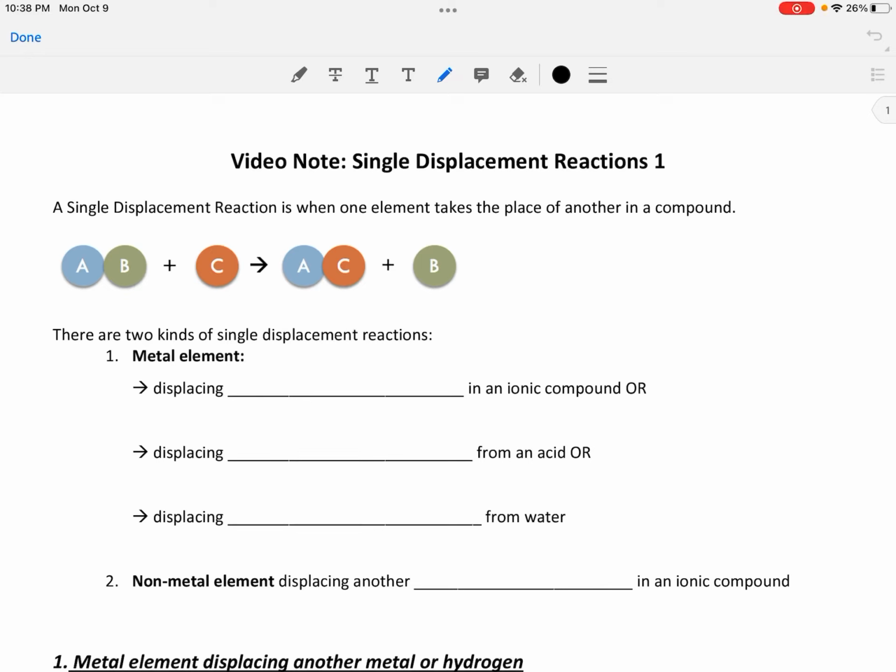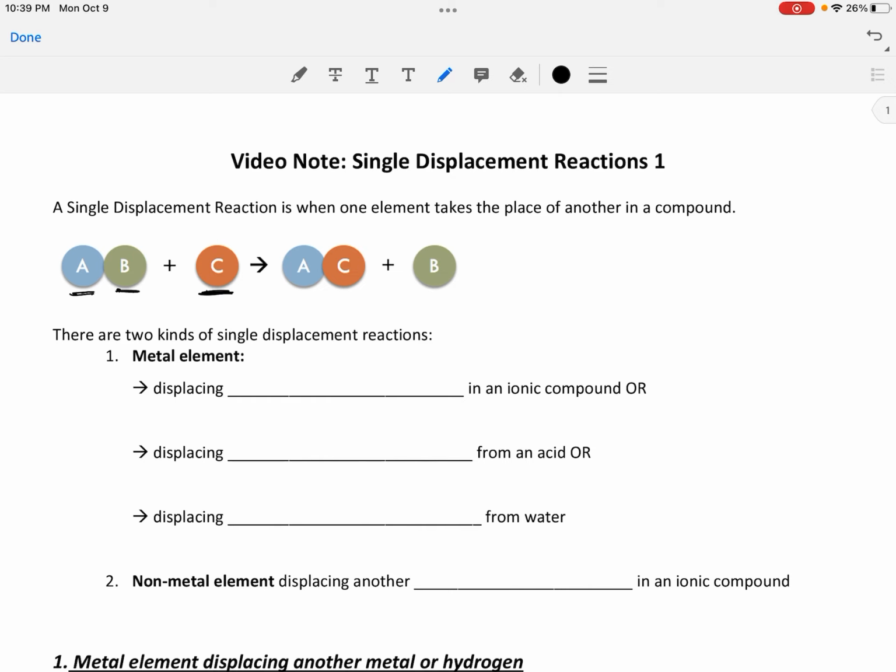So today we're going to be learning about single displacement reactions. A single displacement reaction is when you have a single element. So let's say this element C here is on his own, and he's kind of lonely, and he sees elements A and B are happily bonded in an ionic compound.